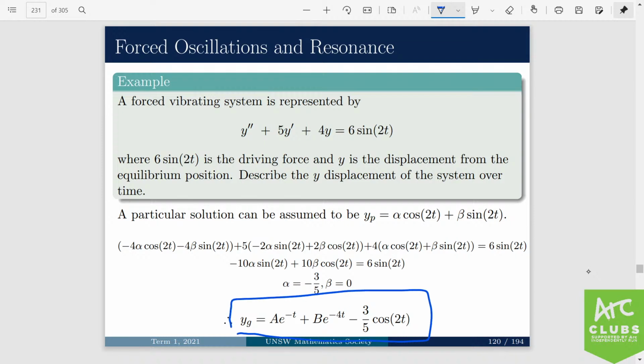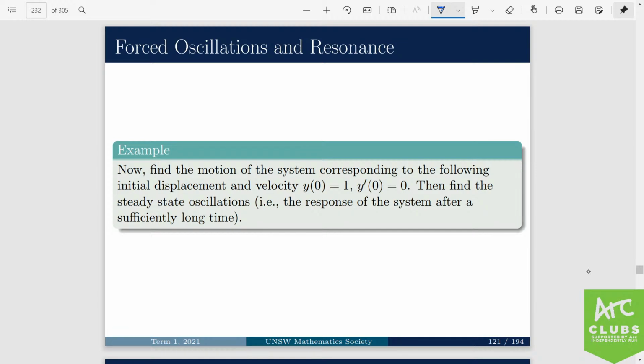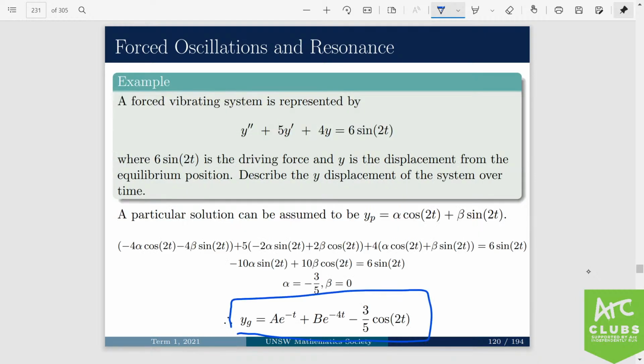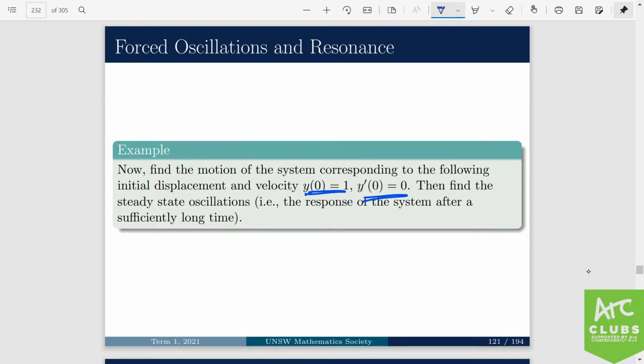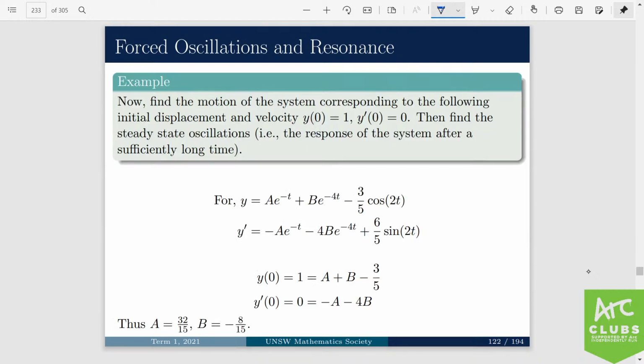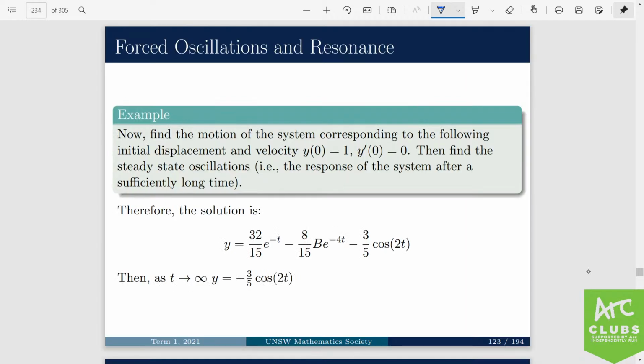And then I'm pretty sure the next slide gives us some initial conditions, and we're going to use those to find our constants A and B again. So we've got y(0) equals 1 and y dash of 0 equals 0, which is our initial displacement and our initial velocity. So I substitute those in, and then I find A and B, which is A is 32 on 15 and B is -8 on 15, which I then put in to get our final solution y.